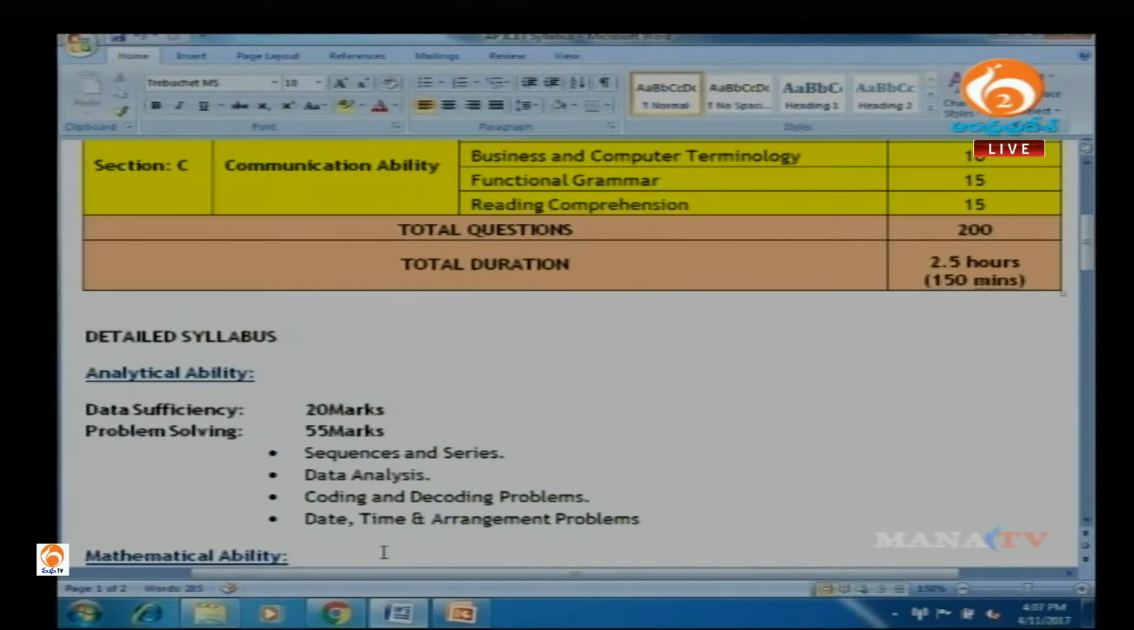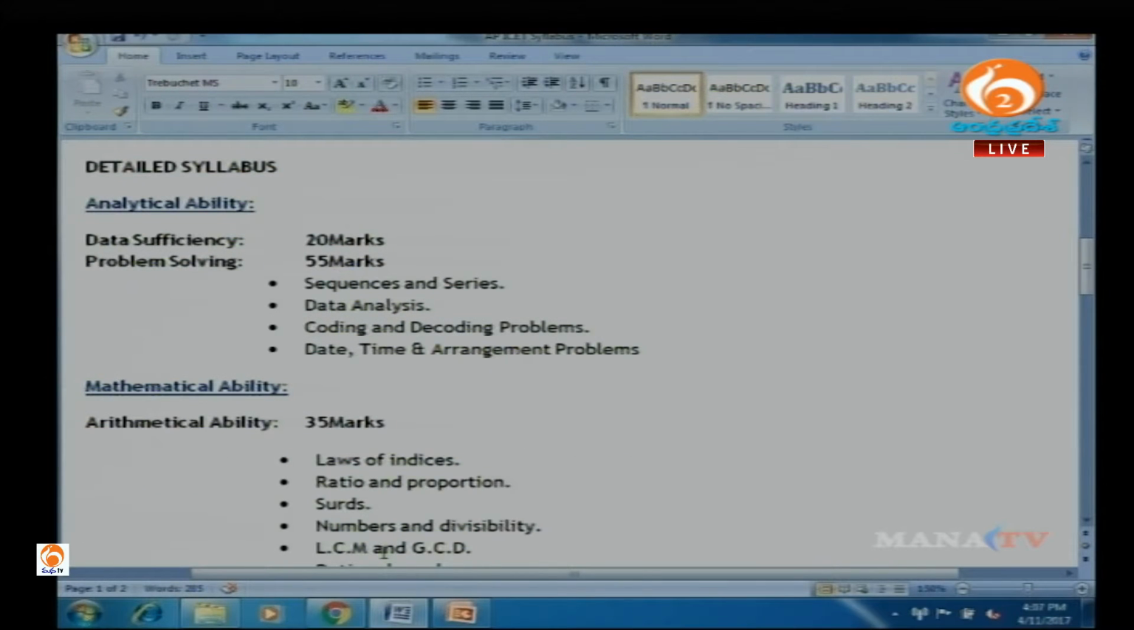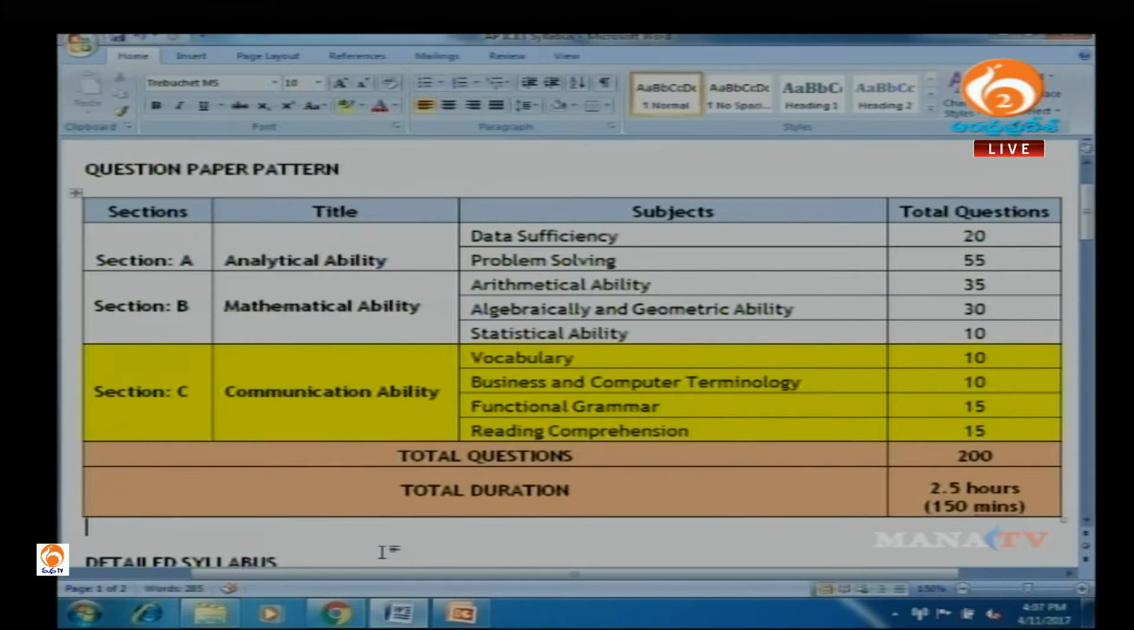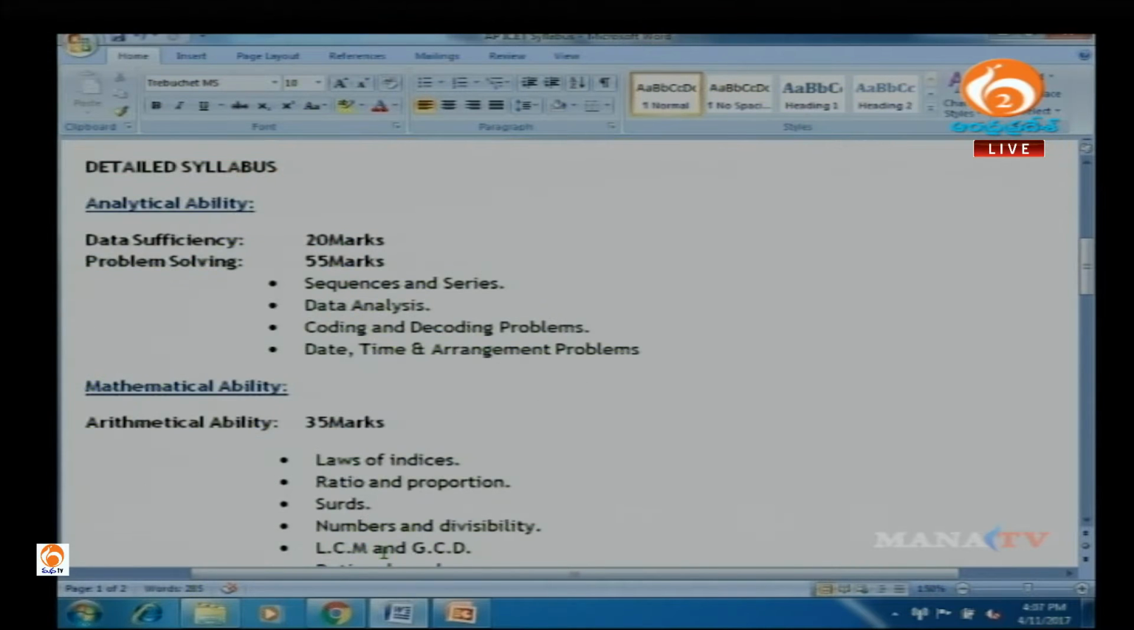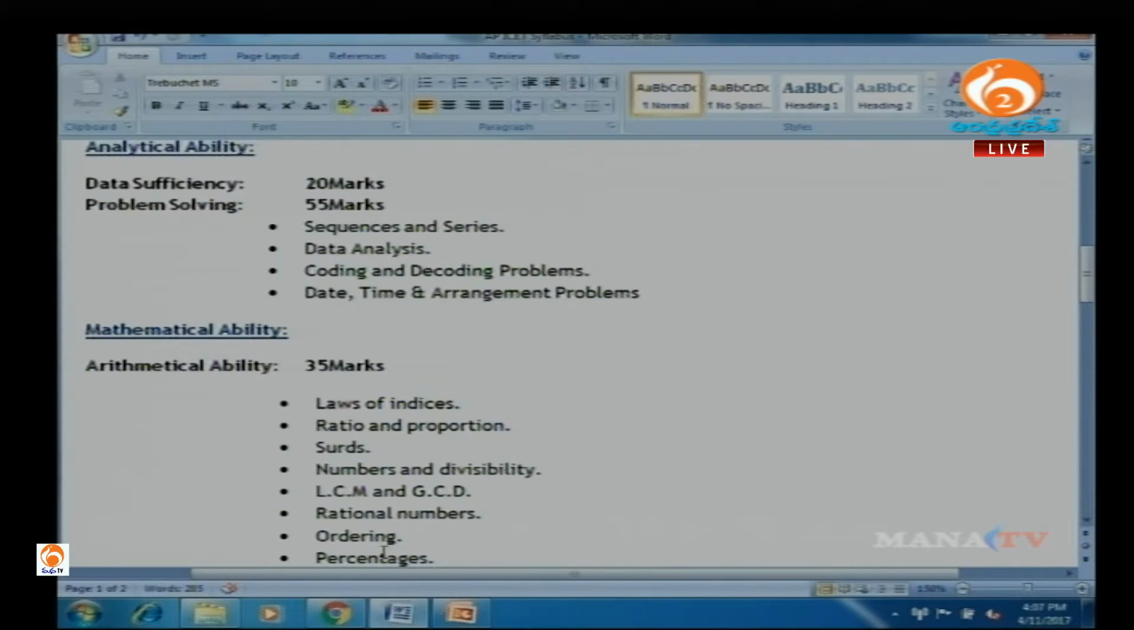So, the detailed syllabus. As we discussed, in the first section you have data sufficiency and problem solving under analytical ability. Data sufficiency is for 20 marks, problem solving 55 marks. Each question has 1 mark, and since there are 20 questions in data sufficiency, you get 20 marks for it. The same goes for problem solving, which is 55 marks. Sequences and series, data analysis, coding and decoding problems, date, time and arrangement problems, these are the topics that you will have to prepare for analytical ability.